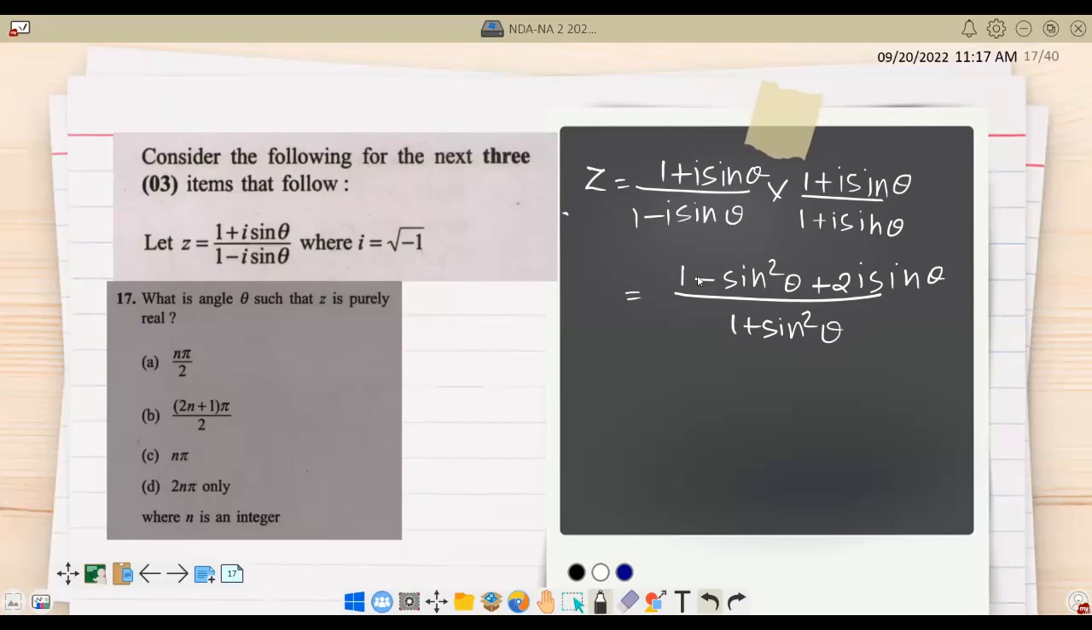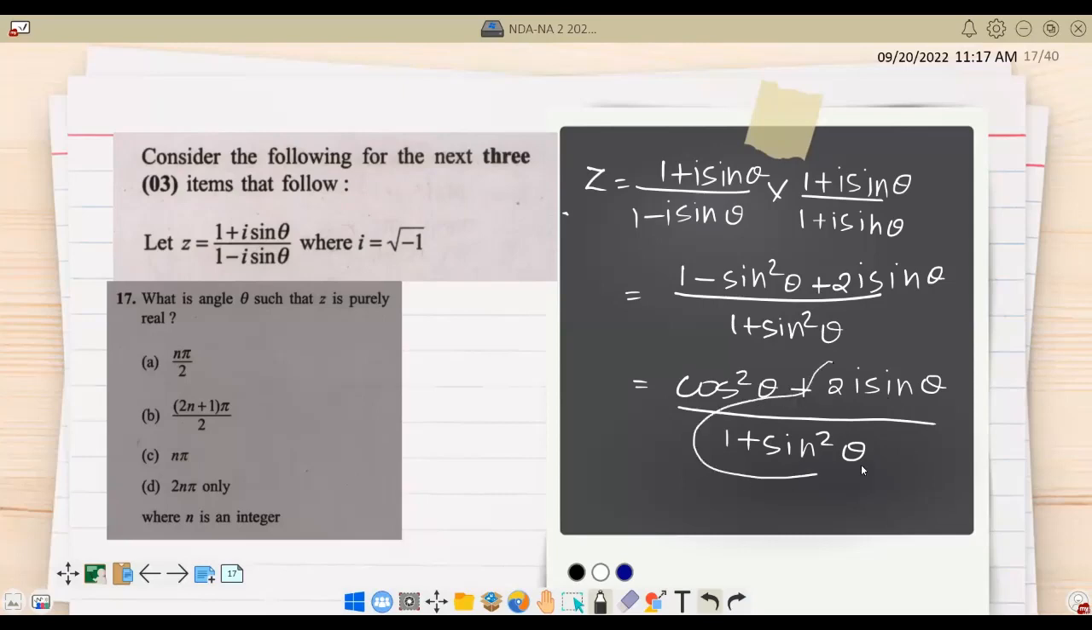This is actually cos square theta, this value. So I'll write it as cos square theta plus 2i sin theta divided by 1 plus sin square theta. So if this is purely real, then its complex term should be equal to 0. That is 2i sin theta divided by 1 plus sin square theta. So this is your complex term.